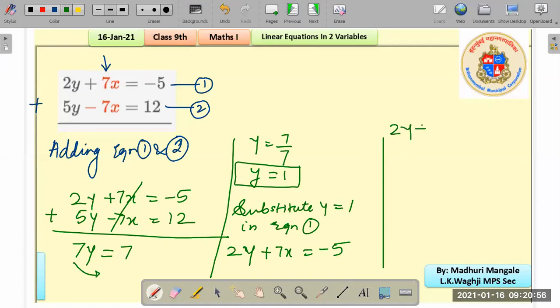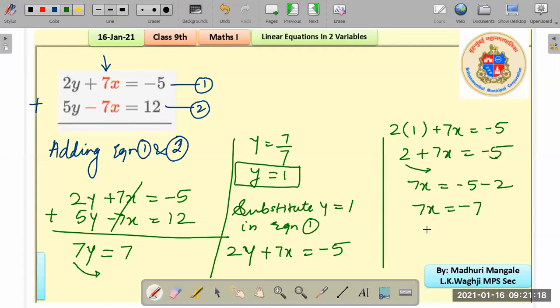So 2y plus, instead of y we will write 1, plus 7x equals minus 5. So that will be 2 plus 7x equals minus 5. We get rid of this 2 first. So plus 2 on that side becomes minus 2. Minus 5 minus 2 equals minus 7. So 7x equals minus 7. The 7 over here is in multiplication. It moves to the other side and becomes division. And thus we have x equals minus 1.